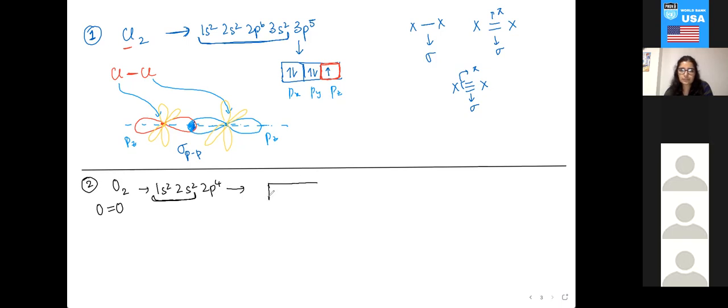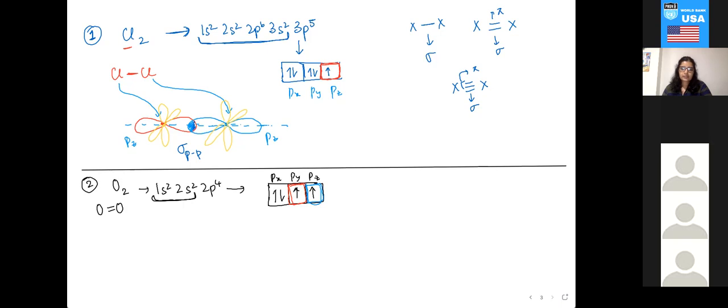So this is the 2p orbital. 4 electrons are filled in this way. How many unpaired electrons are there in oxygen now? 2. So you have this and you have this. Let's give them names so that it's easy for you to associate. Let's say this is px, this is py, and this is pz.